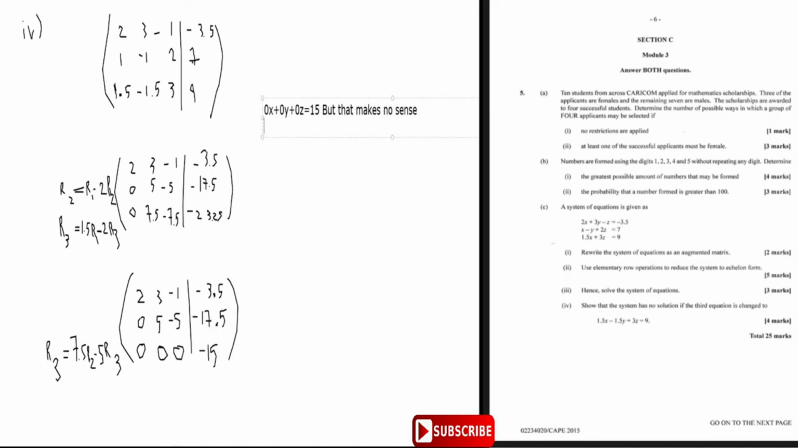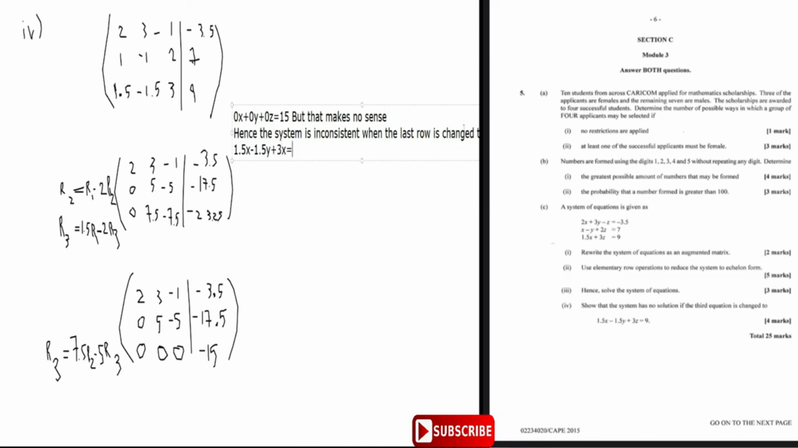Since that makes no sense, hence the system is inconsistent when the last row is changed to 1.5x minus 1.5y plus 3z equal to 9. Hence the system is inconsistent when we do that.